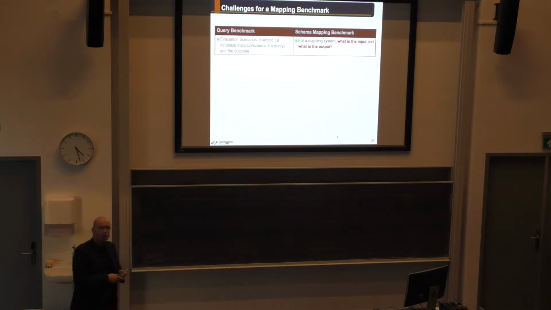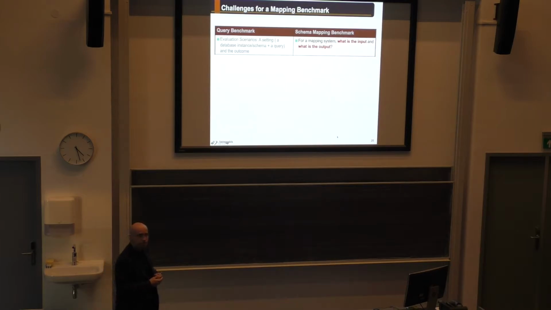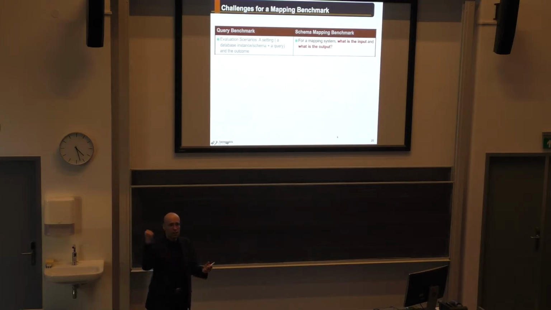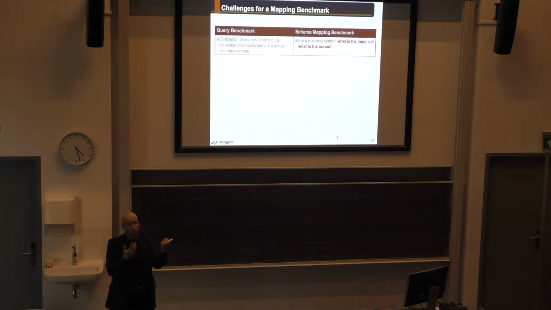For a schema mapping system, what do we give? Do we give nothing, just the source schema and the target schema? But this means that the schema mapping tool has to do also the matching. And then there will be different cases about the matching, and then we will argue whether the matching was correct or not. So let's assume that we give the matching.